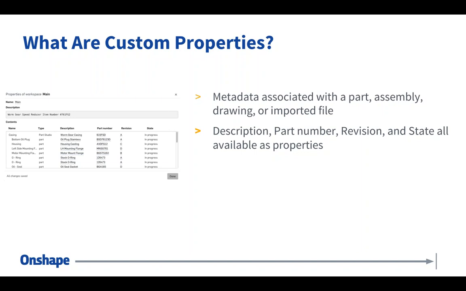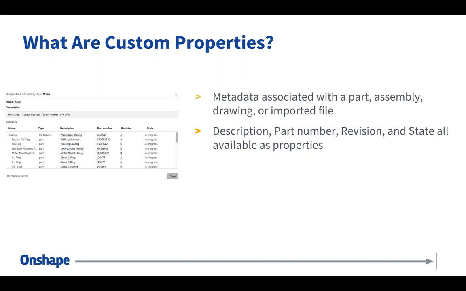Now, the thing that is going to be changing, the thing that's going to be working a bit different in the near future, is that right now we have description, part number, revision, and state, and these are the available properties that you have to work with. You cannot, as of today, and this is an important thing to note, add more properties to this list, and that's something that we're working on.